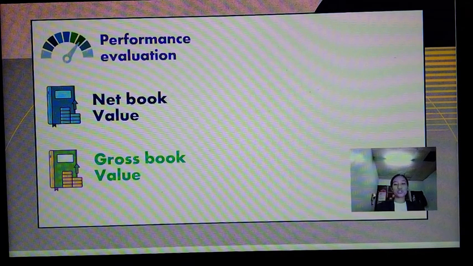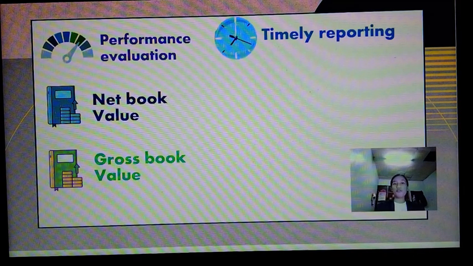Third, gross book value or the acquisition cost. It eliminates the misleading increase in ROI and residual income across time. Fourth, timely reporting. Timely reporting of actual results and identification of the causes of the deviation could signal that corrective action should be taken so that the plan can be executed as intended.